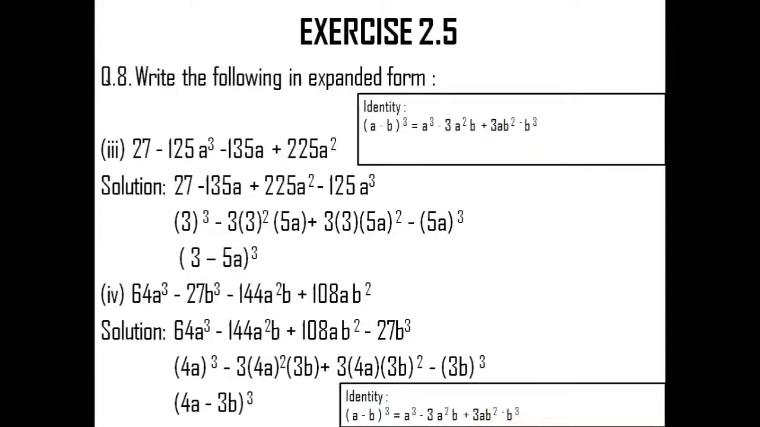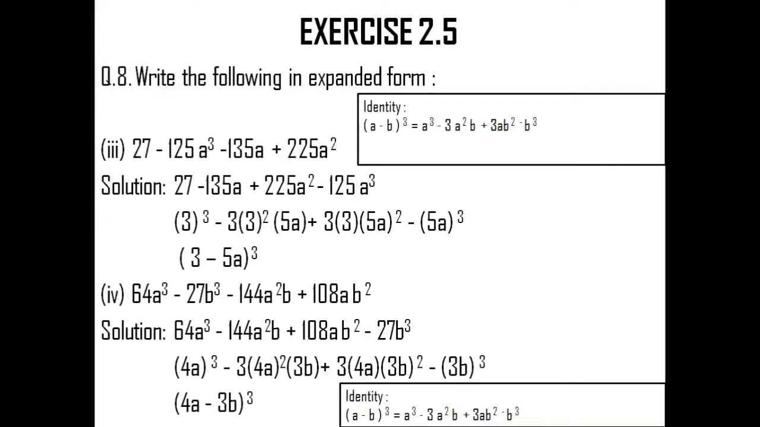Yes, let's do the fourth one too, which is very similar to the previous three sums. Here too, first you shall rearrange the question so that the cubes are the first and the last term. So the first term is 64a cube, and then minus 27b cube is written at last, so that I have the cube term at the last. So 64a cube minus 144a square b plus 108ab square minus 27b cube.